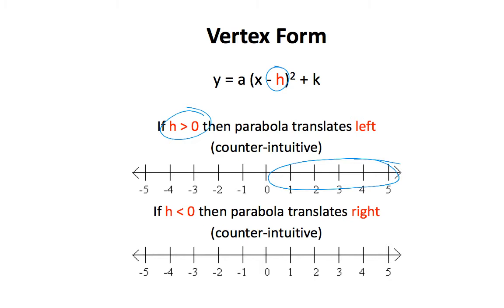If h is less than 0, then the parabola is translated to the right. What exactly does this mean? Well, if h is less than 0, that means it has to be a negative number. Again, this is slightly counterintuitive, as most people would consider going to the left negative. Students often confuse the terms h and k. H must be within the brackets, and it must be squared.